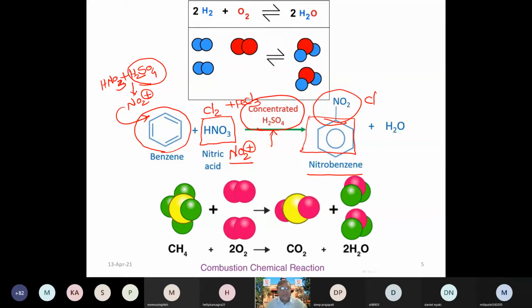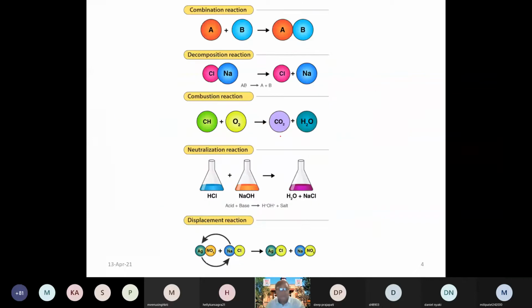So here we have discussed three terms: this one is known as substrate, this one is known as reactant, and this one is known as catalyst. So I think it is clear to all.